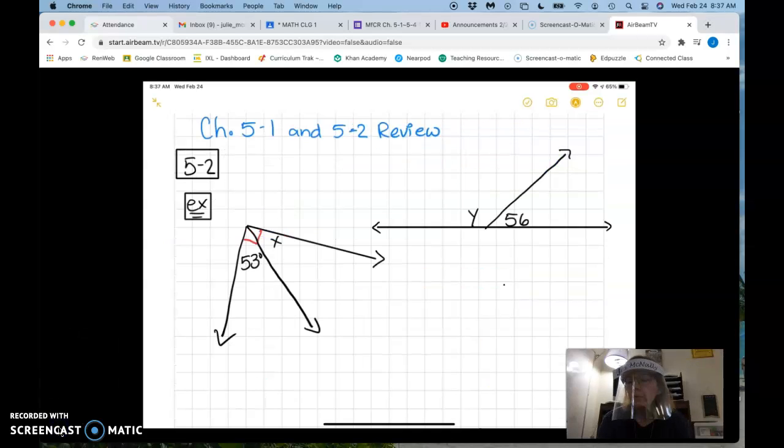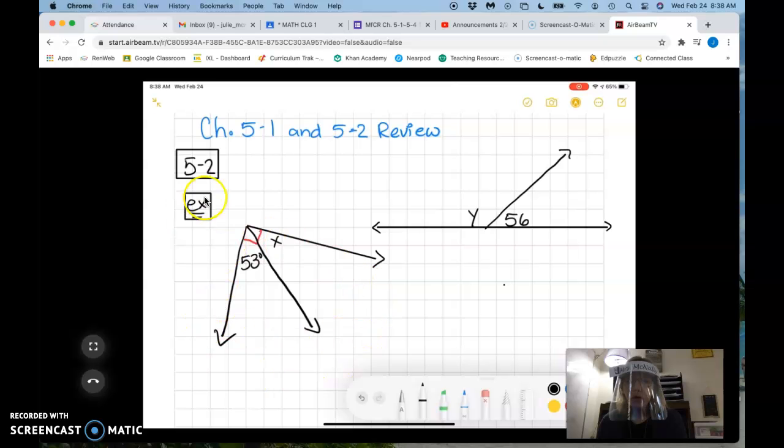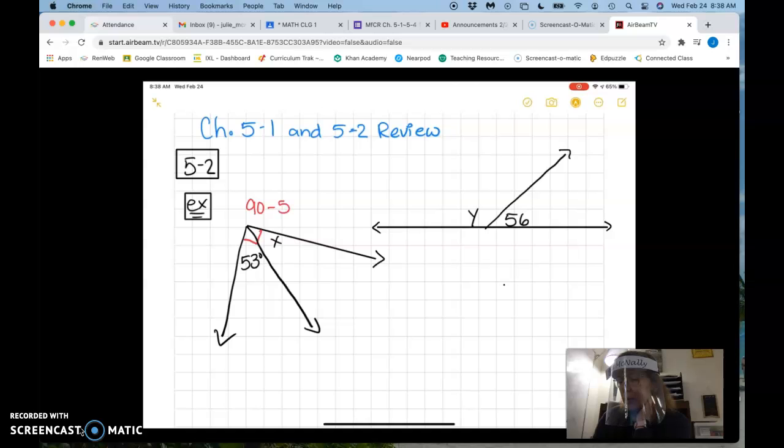And here's some examples of how to find a missing angle when you're given some information. So what do we know about this first angle right here? It is equal to 90. Good job. So if I do 90 minus 53, what is it, Ethan? 37 degrees. So that's super simple. X equals 37 degrees. All you have to do is subtract whatever's there from 90.